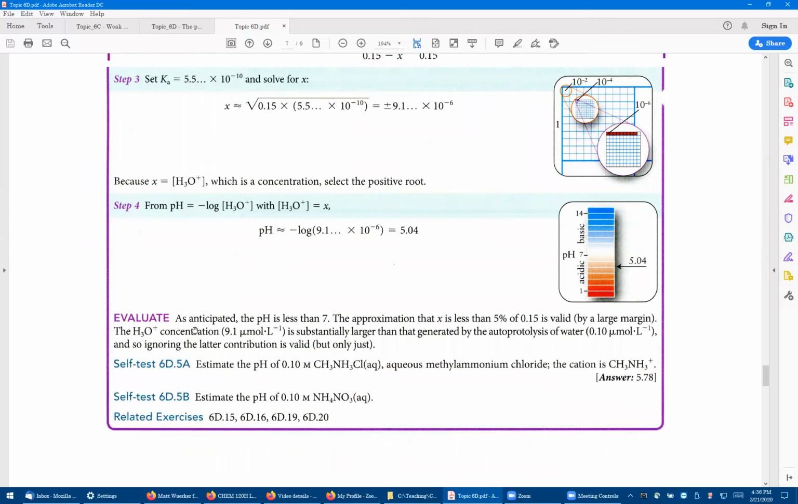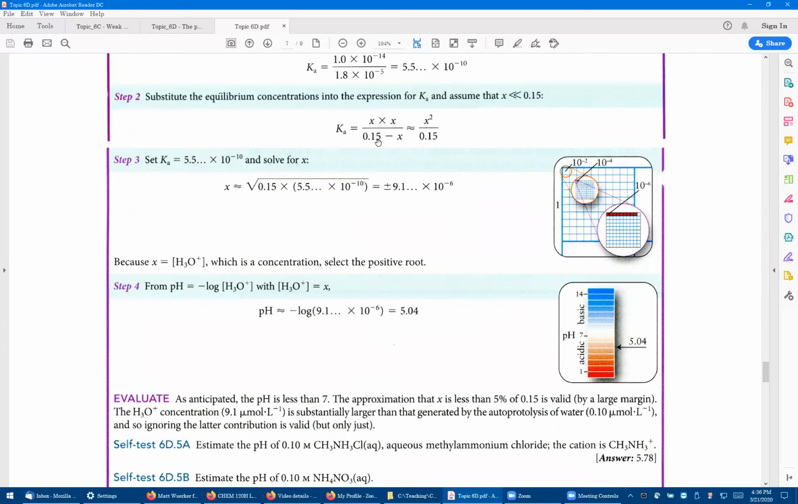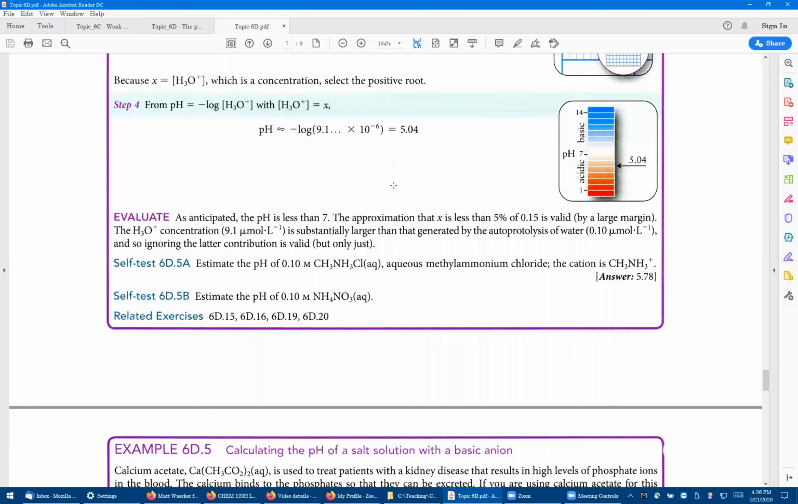So evaluating, as anticipated, the pH is less than 7, so it is acidic as we expected. And the approximation that X is less than 5% of 0.15 is valid. In fact, it's valid by a lot. Remember, this was 0.15. X turned out to be about 5 orders of magnitude lower than that. So clearly, X is very, very small compared to 0.15, and so it was a valid assumption.